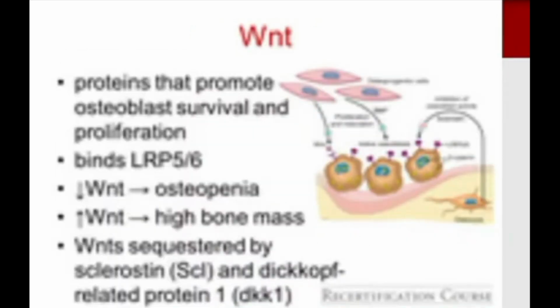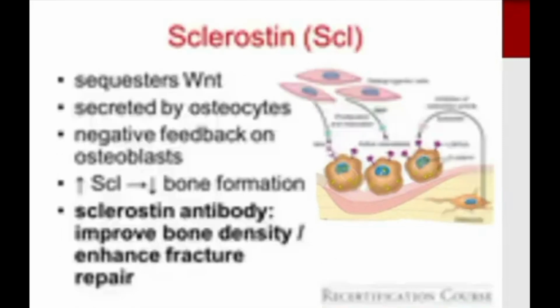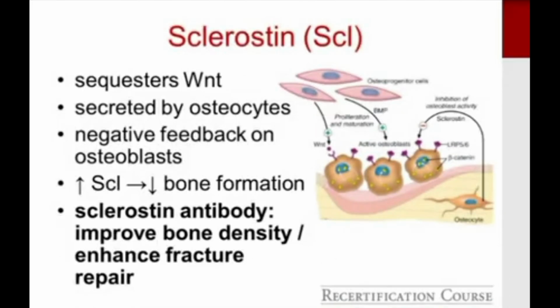The WNT pathway is an important pathway as well. This is a protein that promotes osteoblast survival and proliferation. It binds to lipoprotein-related protein 5 and 6, or LRP 5 and 6. Deficient WNT results in osteopenia, whereas high WNT results in high bone mass. WNT is sequestered by sclerostin and by Dickkopf-related protein 1.